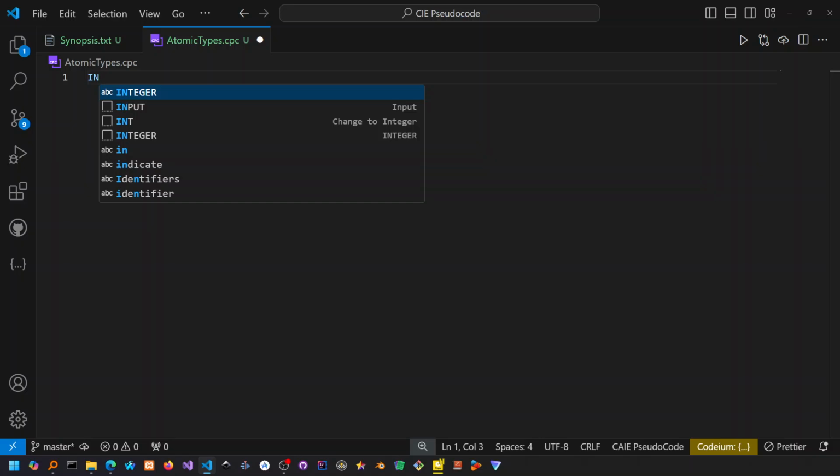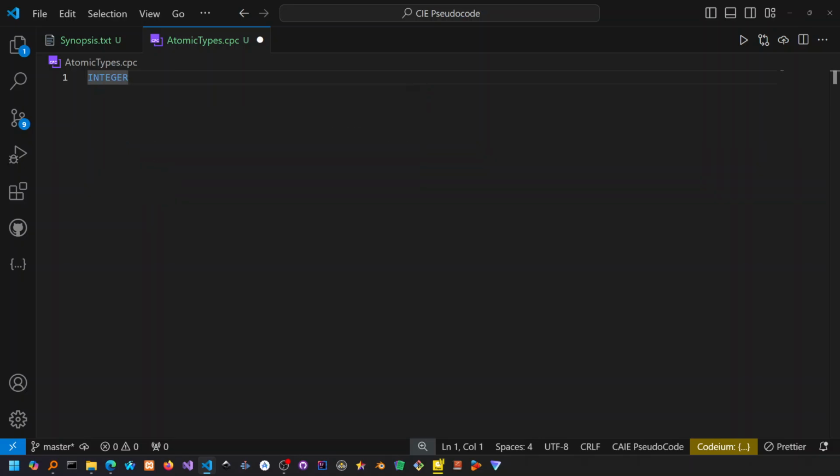So the first data type that we are going to look at is integer. An integer is going to be a negative or positive whole number. Like for instance, let's say 13 or 16. It could also be something like minus 56. So those are examples of integers.